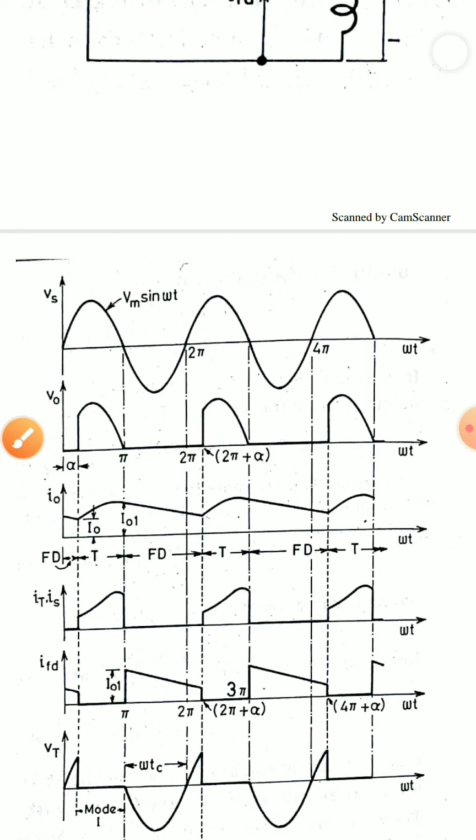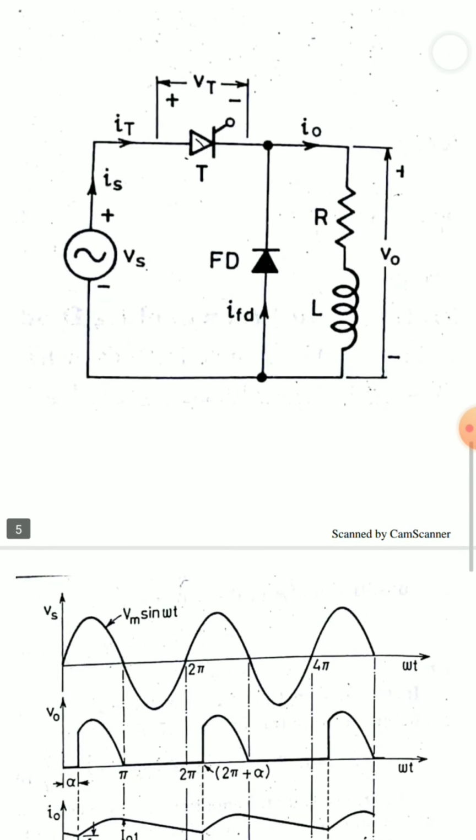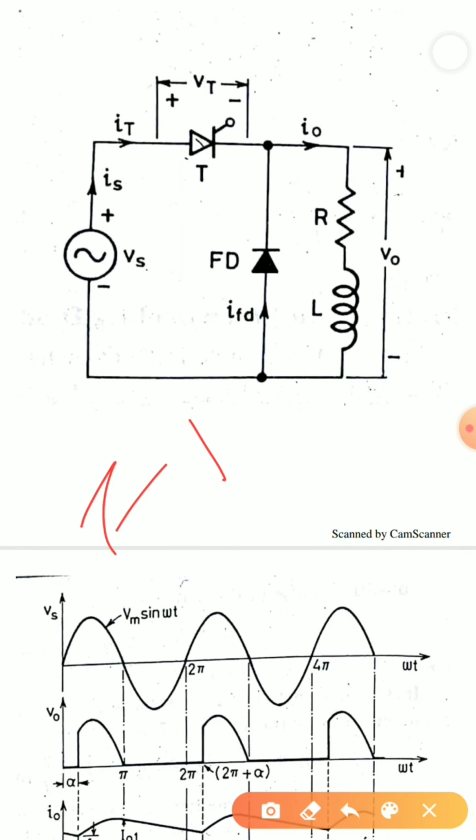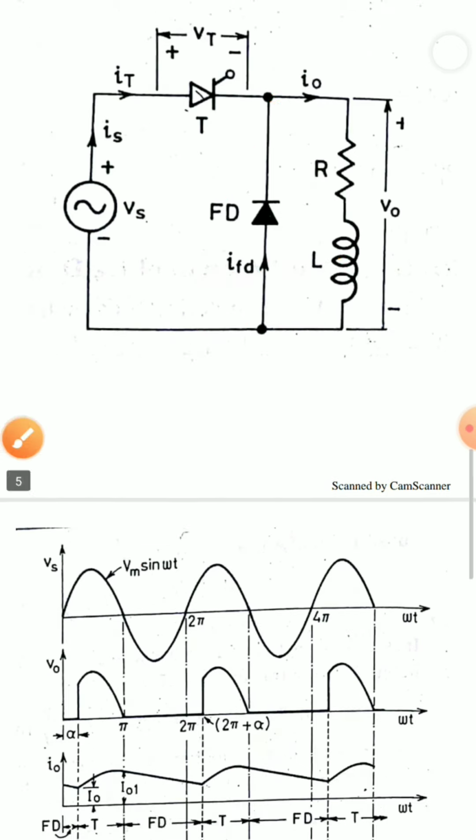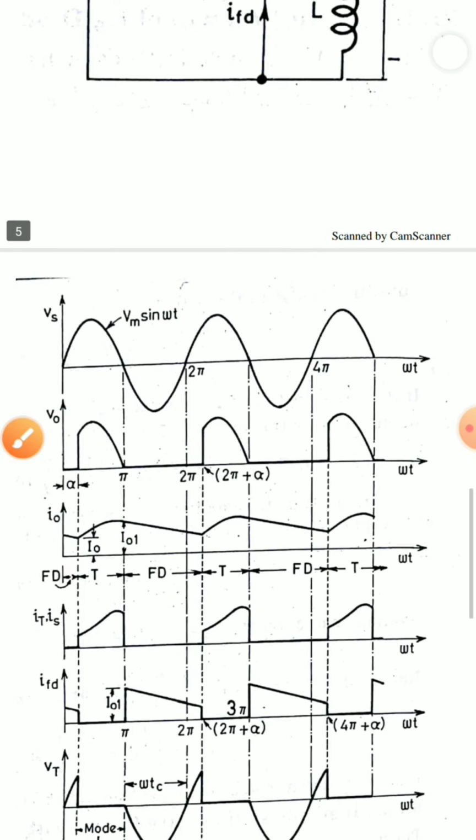Why is this removed? Because when my thyristor is reverse biased, my thyristor is turned off, but the energy stored in the inductor should discharge. In the previous case, as no freewheeling diode was there, it discharged through the thyristor only. Now, as a freewheeling diode is there, it will flow in this path. That is, it will bypass the thyristor.